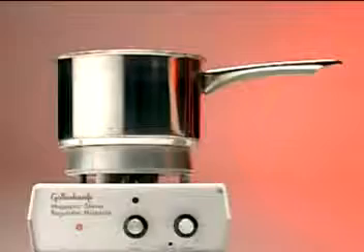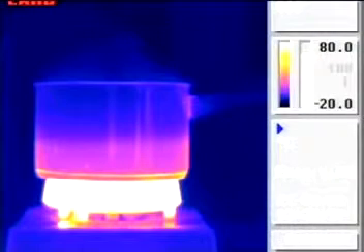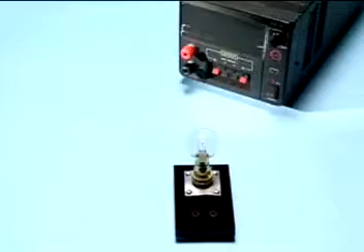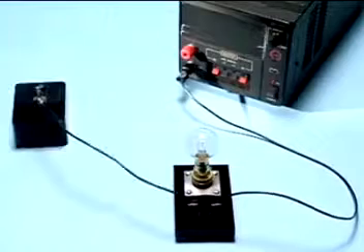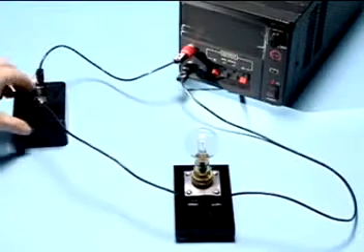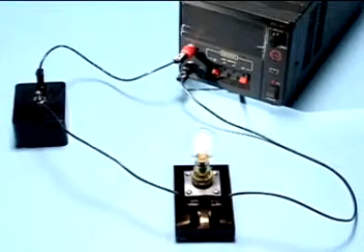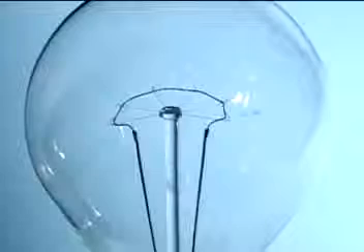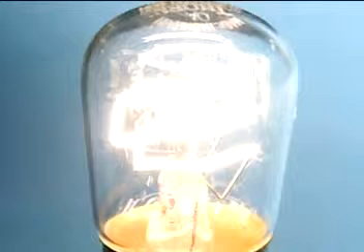Metals conduct heat. Thermal images of a saucepan on a hot plate show that heat energy is easily conducted through the metal pan. Metals also conduct electricity. Place any metal in a circuit and it'll allow electricity to flow. Most metals have high melting and boiling points. A tungsten filament has a melting point of over 3,000 degrees Celsius.